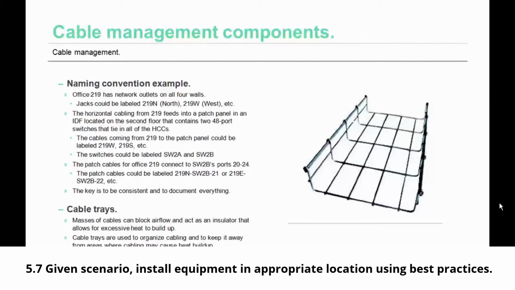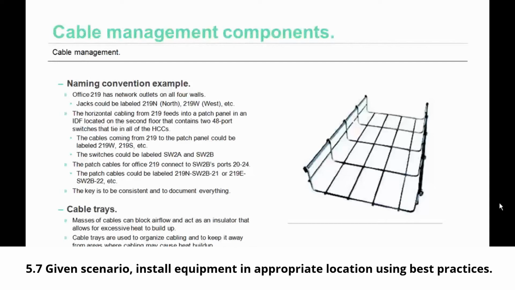Suppose Office 219 has network outlets on all four walls. The jacks could be labeled 219N, 219W, etc. And that would be for 219 North or 219 West, etc. The horizontal cabling from 219 feeds into a patch panel in an IDF located on the second floor that contains two 48-port switches that tie in all the horizontal cross connects.